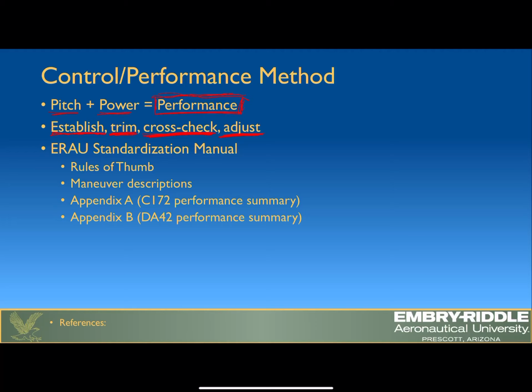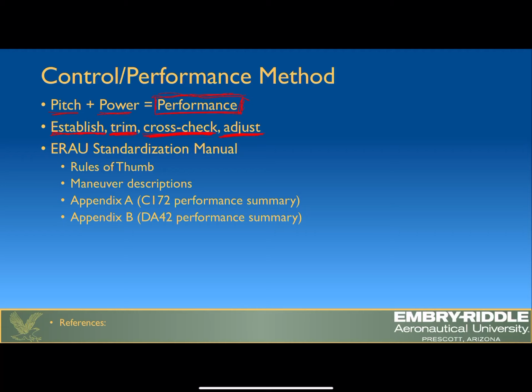All right, so that is the control performance method. Pitch plus power equals performance. And then we establish ourselves either in that straight and level, that climb, that descent, that turn, climbing turn, descending turn. Once we're established, we trim. We then cross-check all of our instruments, and then we make any minor adjustments as necessary.